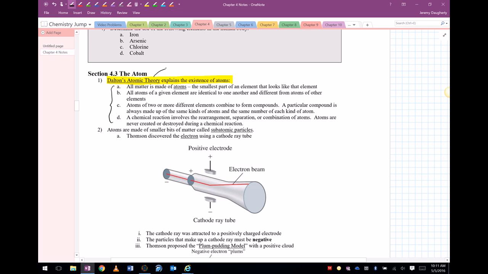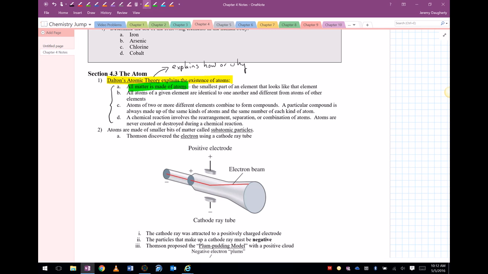Now remember what a theory is. A theory explains how or why something happens. Okay? So the four ideas in your text behind Dalton's atomic theory: everything is made of atoms. So all matter is made of atoms. And the atom is the smallest part of an element that looks like that element. So for instance, a copper atom is as small as you can get to still look like copper. As soon as you start pulling apart that copper atom, it no longer looks like a copper atom. Now it's just a bunch of protons, neutrons, and electrons.